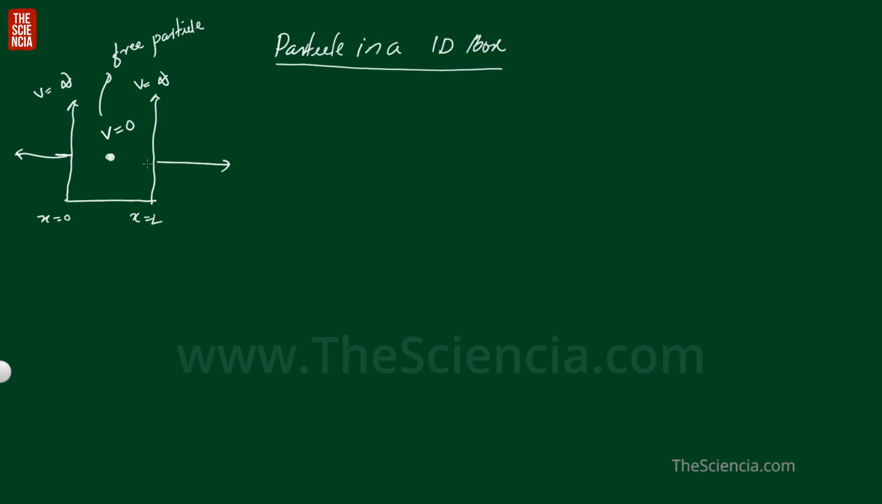And if this particle is oscillating, moving in this box, the particle becomes a wave and it forms stationary waves inside this box. And my question is, what will be the wave function of the waves associated with this free particle inside this box of boundaries x equal to 0 and x equal to L? How can we find out? We know the Schrodinger equation.